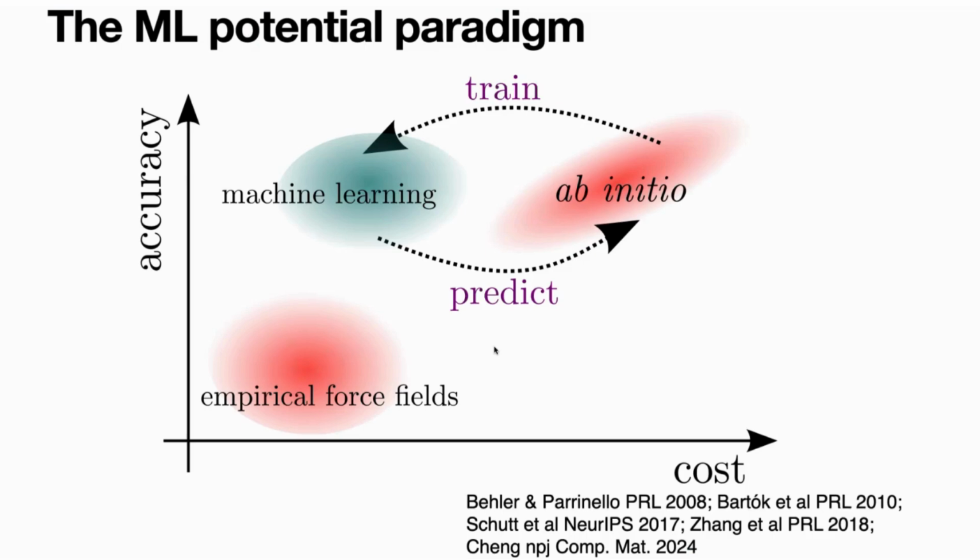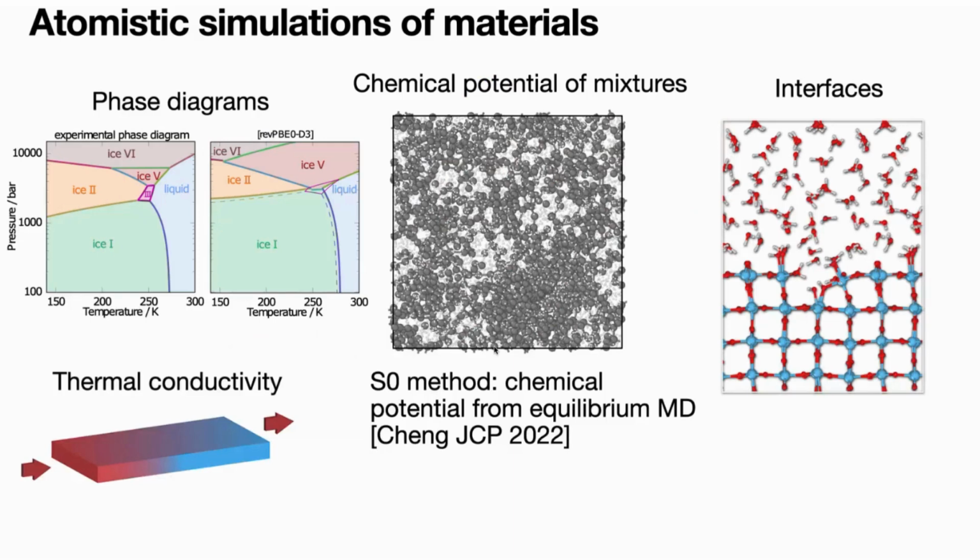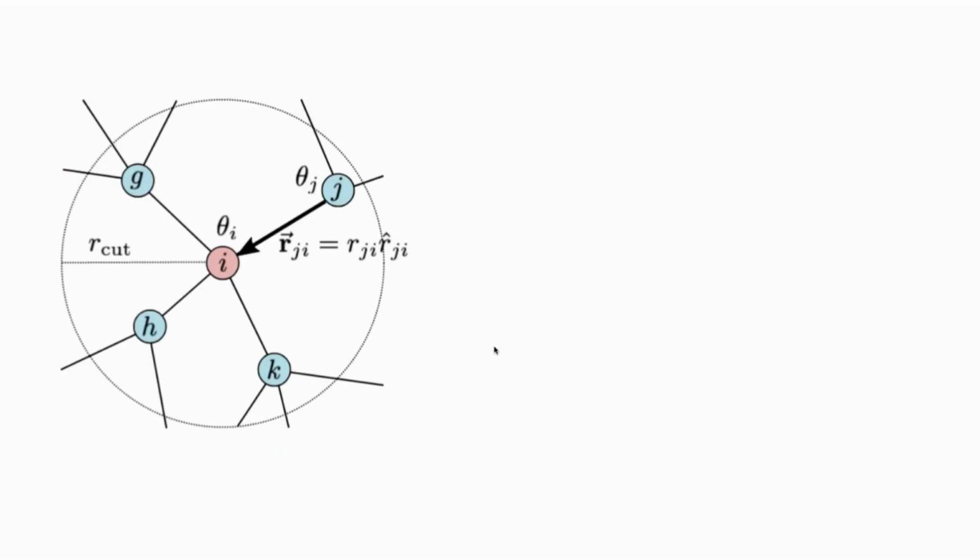So Yuxing's talk really set a very nice stage for this one, because he already mentioned the powerful paradigm change brought by the machine learning interatomic potential, and that unlocked many applications. So in my group, we did things, for example, like phase diagrams, mixtures, interfaces, and transport properties, and so on. And I just want to spend a couple minutes talking about the underlying architecture of a state-of-the-art machine learning potential.